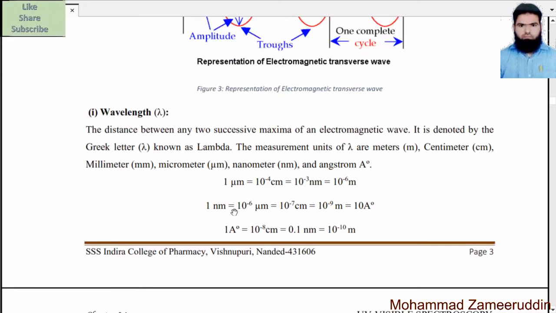So here we all know the conversion of micrometers into centimeter, then nanometer, and millimeter. We all know that 1 nanometer is equal to 10 raised to minus 9 meter, and 1 angstrom is equal to 10 raised to minus 10 meter. Then 1 micrometer is equal to 10 raised to minus 6 meter. So these are the different conversions of micrometer, nanometer, and angstrom.